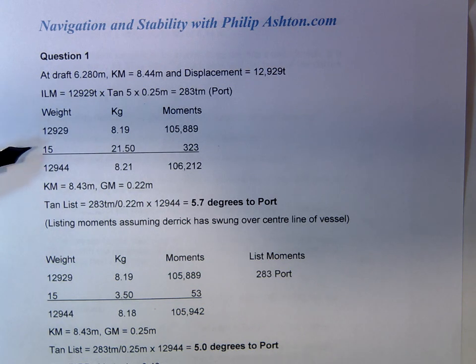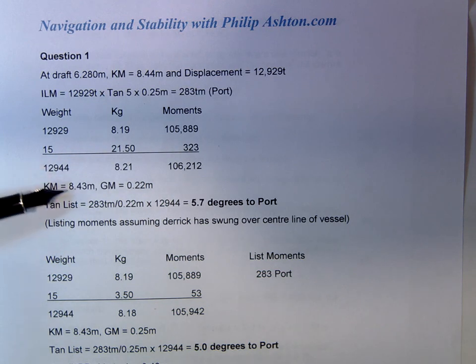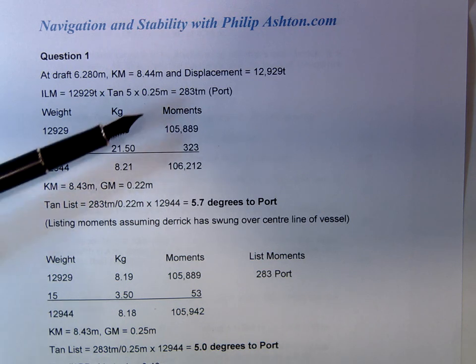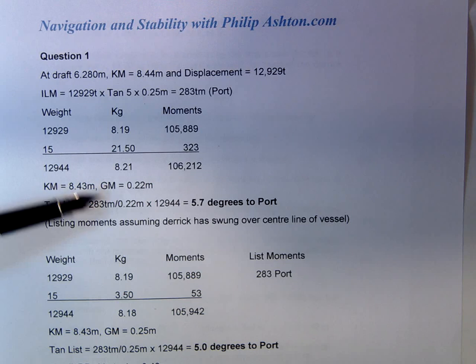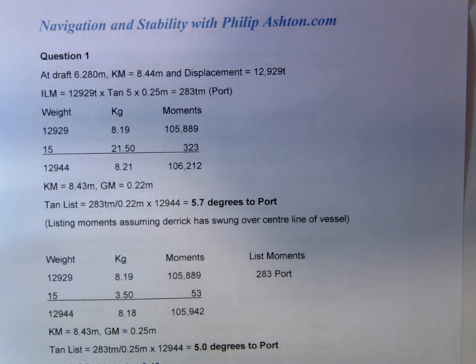There's our weight there of the vessel or displacement. There's the 15 tons being held, creating the moments. The KM of course changes slightly, so the angle of list will be the listing moments 283 divided by GM times displacement, and it gives us a 5.7 degree list to port. So the list was 5, it's now 5.7, and the listing moments assuming the derrick has swung over the centre line of the vessel. So I've just put that in to remind you that's when it occurs.